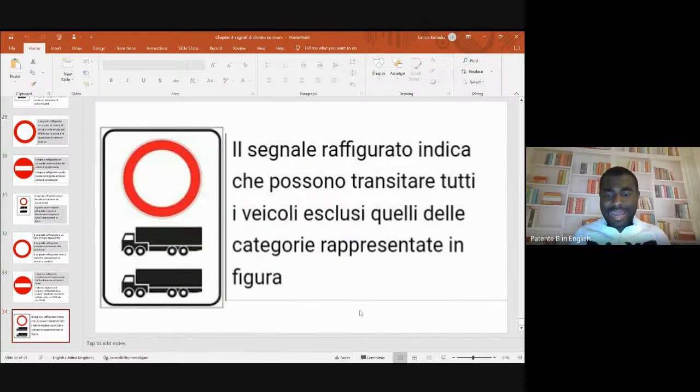Il segnale raffigurato indica che possono transitare tutti i veicoli, esclusi quelli delle categorie rappresentate in figura, vero o falso?